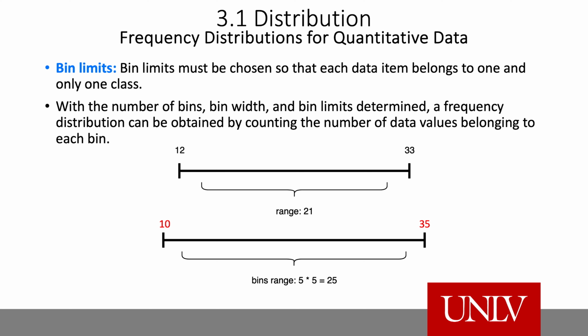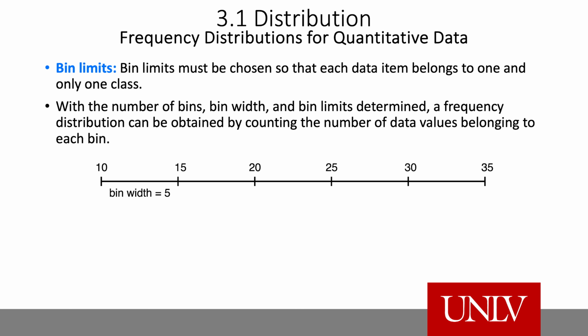But the bins range we calculated is the bin width 5 times the number of bins 5, which is 25. It's from 10 to 35. It is more than the real range because remember we rounded up the bin width from 4.2 to 5, right? So this means the bin range we calculated is more than the real range of the dataset, so that all of the observations in the dataset will belong to one bin. That makes sense? So in this case, we can start our bin limit at 10 instead of 12, and the end of the bin range would be 35 instead of 33.